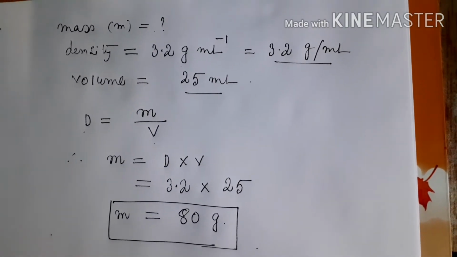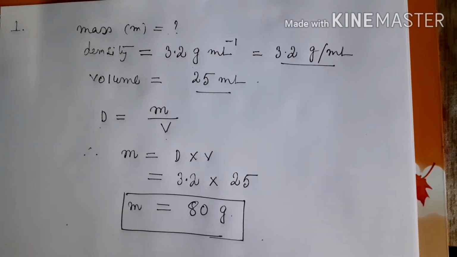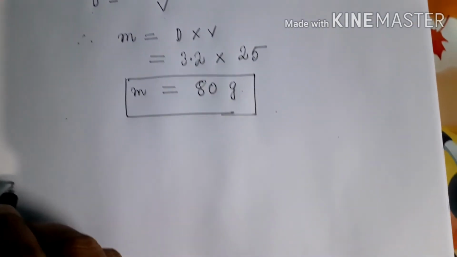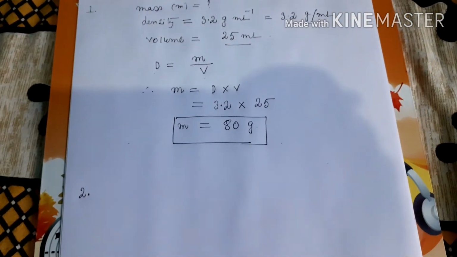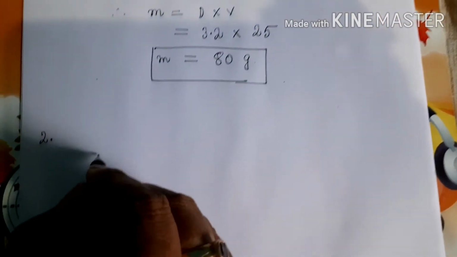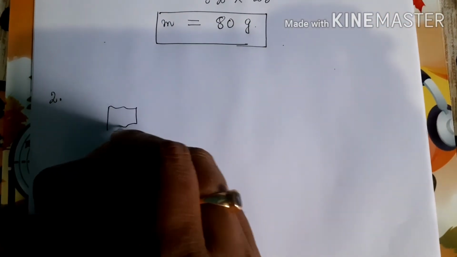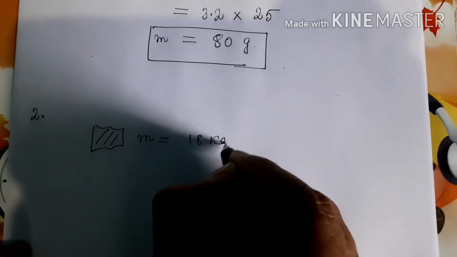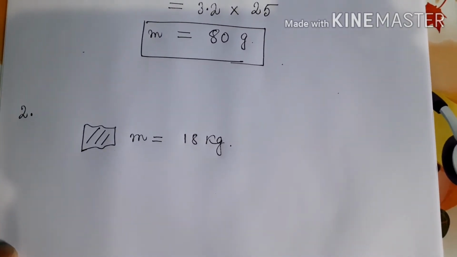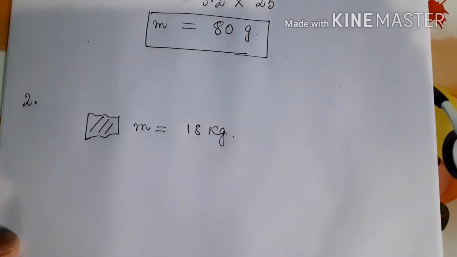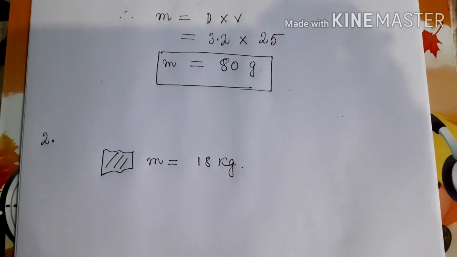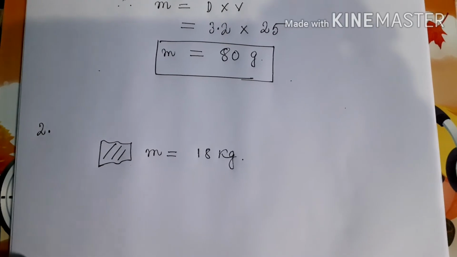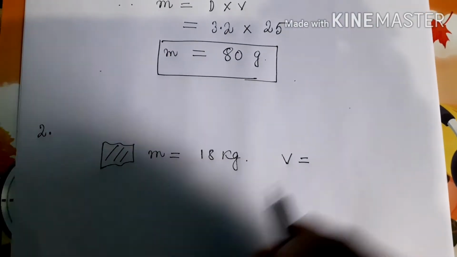So that is the first numerical. Second numerical: just read the question here. It is given an irregular object with a mass of 18 kilogram, which is having mass m equal to 18 kg, and displaces 2.5 liter of water when it is placed in a large overflow container. So the volume is also given.